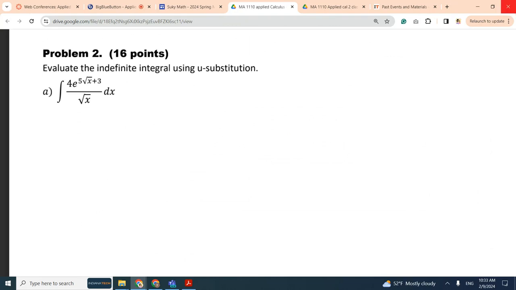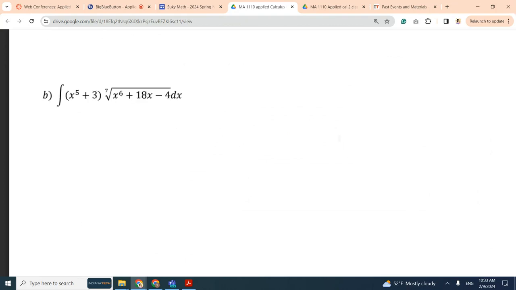Everybody look at the problem. What is your u? Yeah, 5 square root of x plus 3. And then when you take the derivative, you get 1 over square root of x. So this will contribute to your du. Okay, good. What is your u? Yeah. And then this is just going to relate to your du.